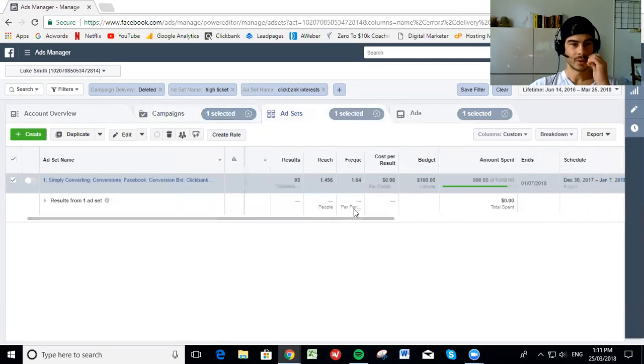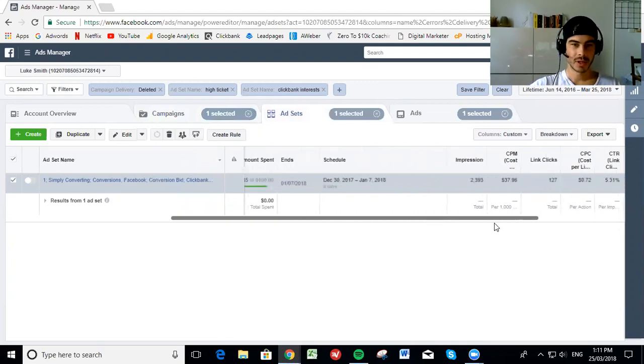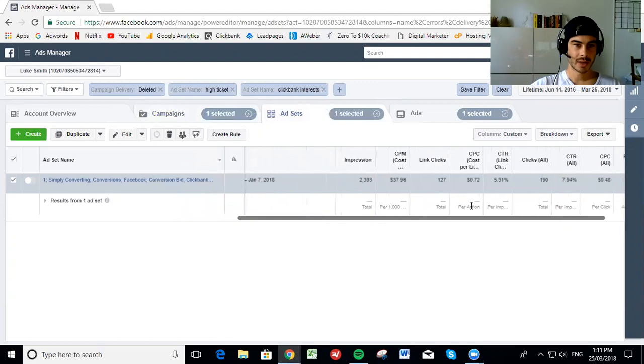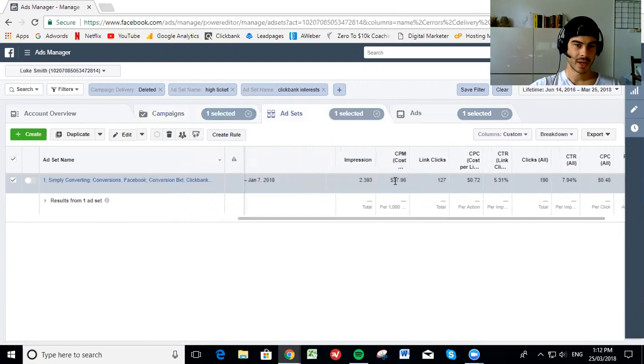And the frequency there was 1.64. So that means that people on average weren't seeing my ad too often. The CPM was quite high, and you can see that there, which is the cost per 1,000 impressions served. So that is about $37. Typically on Facebook, we wouldn't want to see that too much higher than $10.